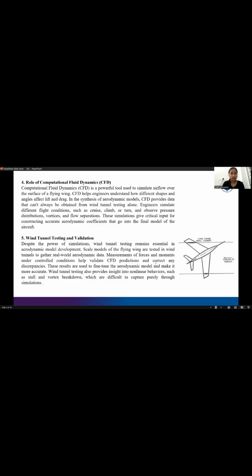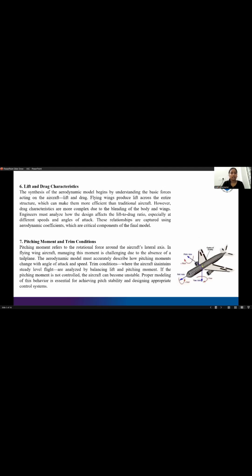Wind tunnel testing also provides insight into nonlinear behavior such as stalls and vortex breakdown, which are difficult to capture purely through simulations.